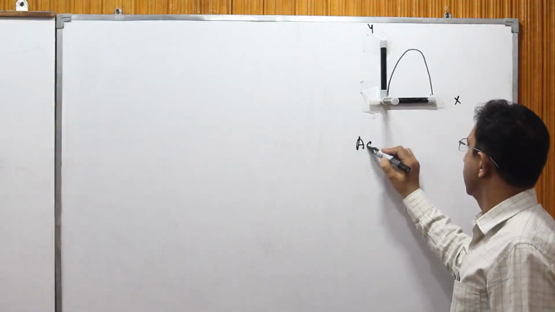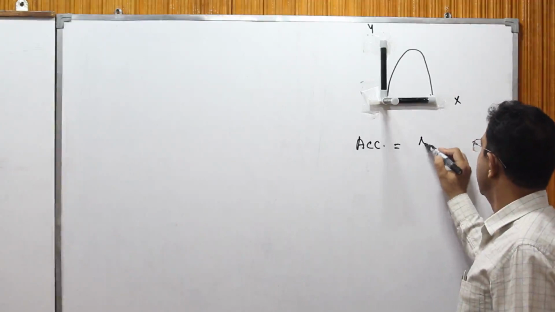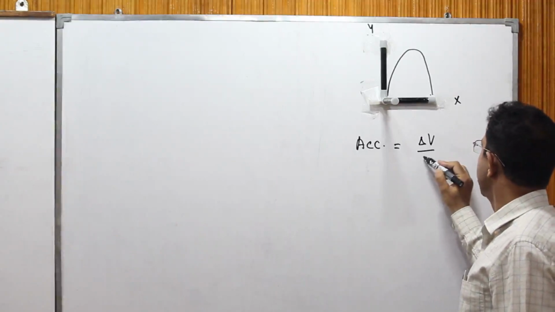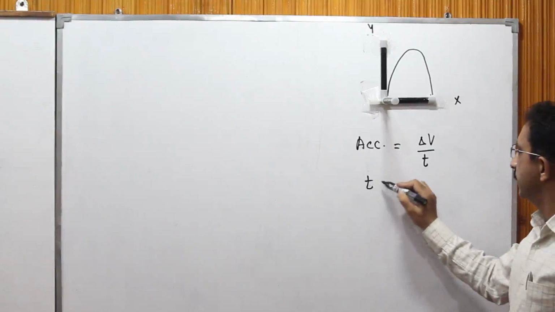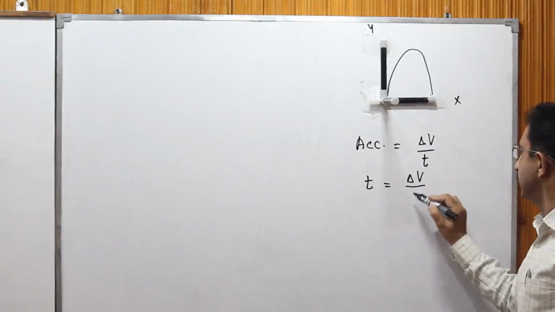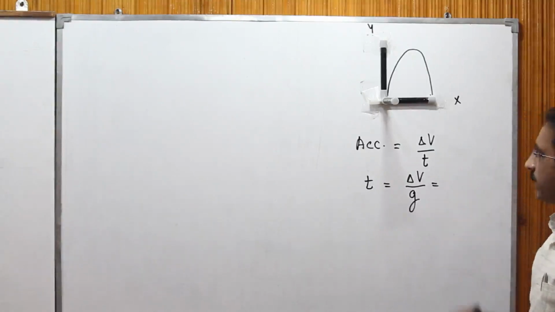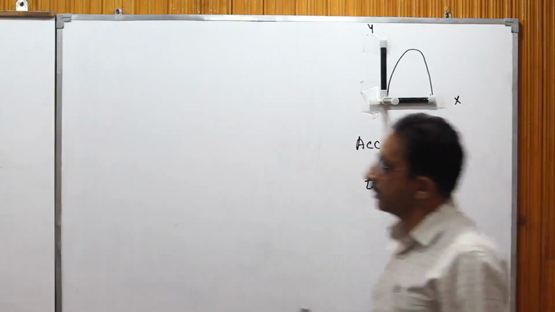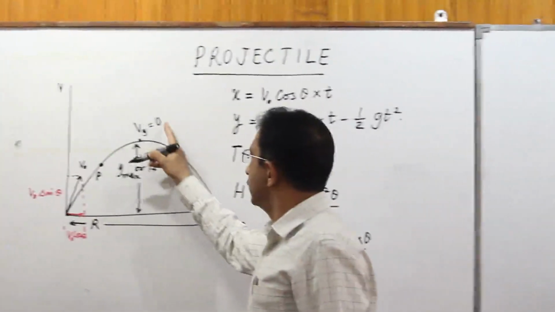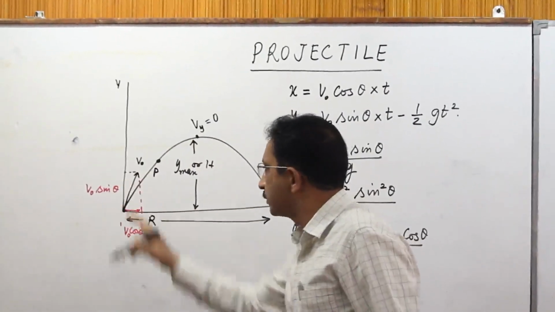The calculation would look like this. Acceleration is change of velocity divided by time. If I say t is time, then t becomes change in the velocity divided by acceleration. मैं acceleration के केस में g की बात कर रहा हूँ. That's acceleration due to gravity. Now, what is the change in the velocity? Here, the velocity final is 0. Here, the velocity was v0 sin theta.